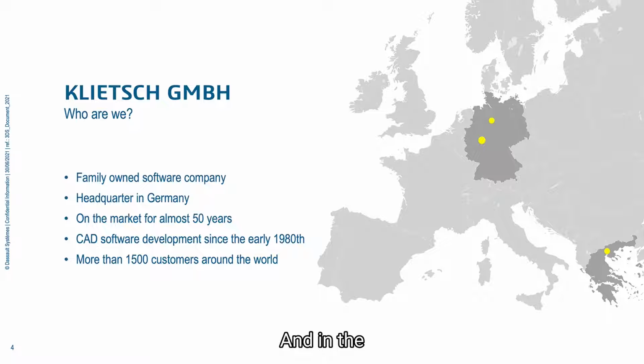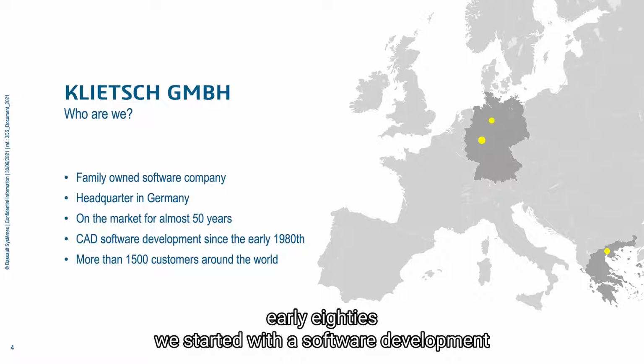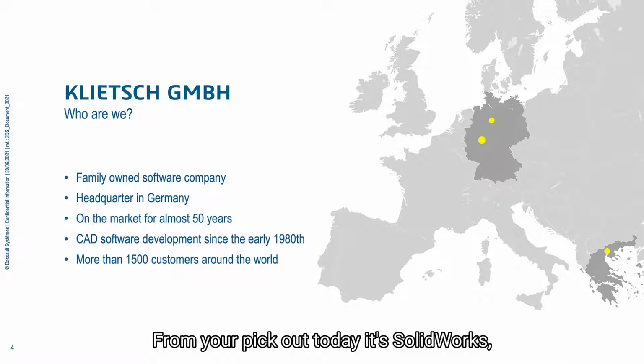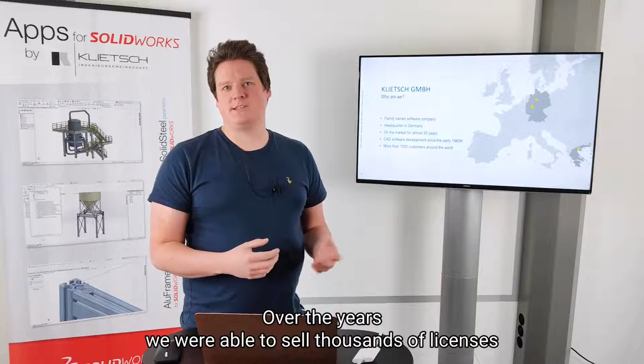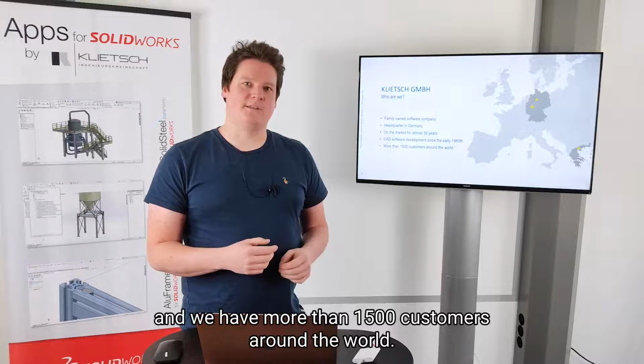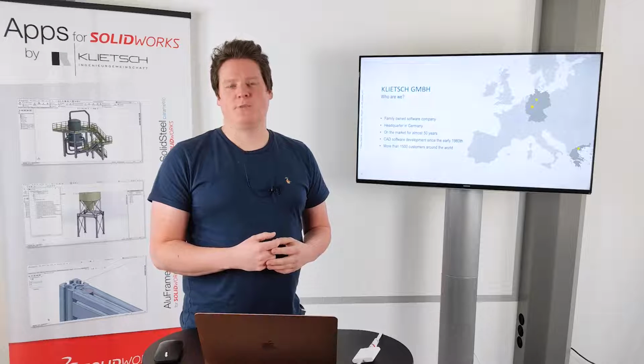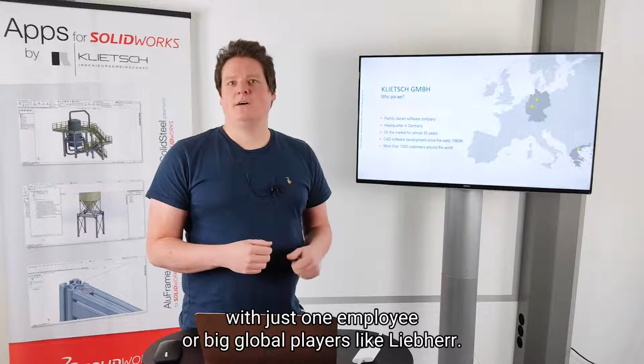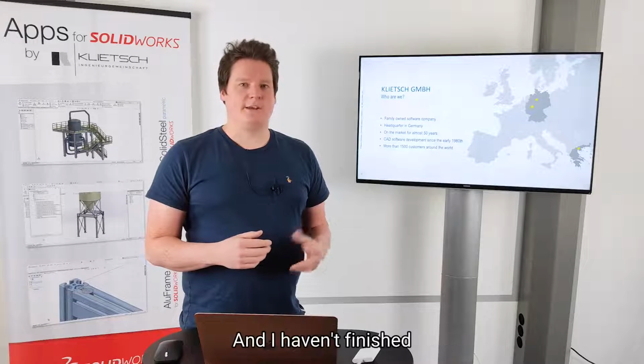In the early 80s we started with software development for structural steel design as add-ins for standard CAD systems. In the early 80s it was ME10 from Hewlett-Packard. Today it's SolidWorks, Siemens NX and the Creo products. Over the years we were able to sell thousands of licenses, and we have more than 1,500 customers around the world. These customers are small engineering offices with just one employee, or big global players like Liebherr, Enercon or Herrenknecht.